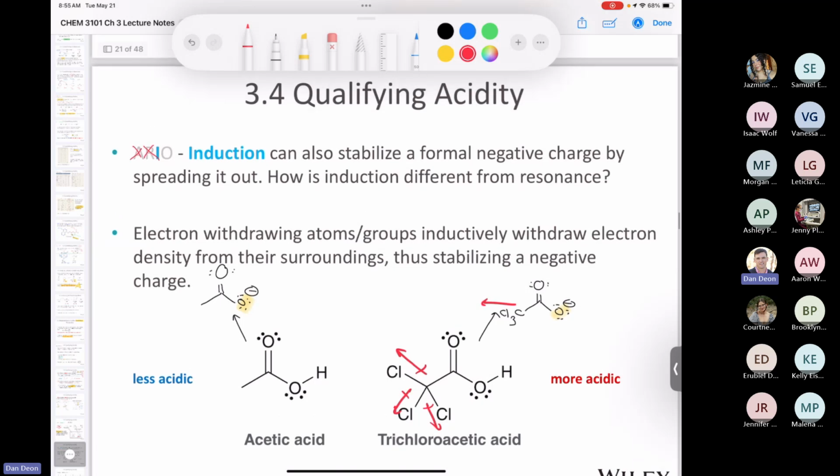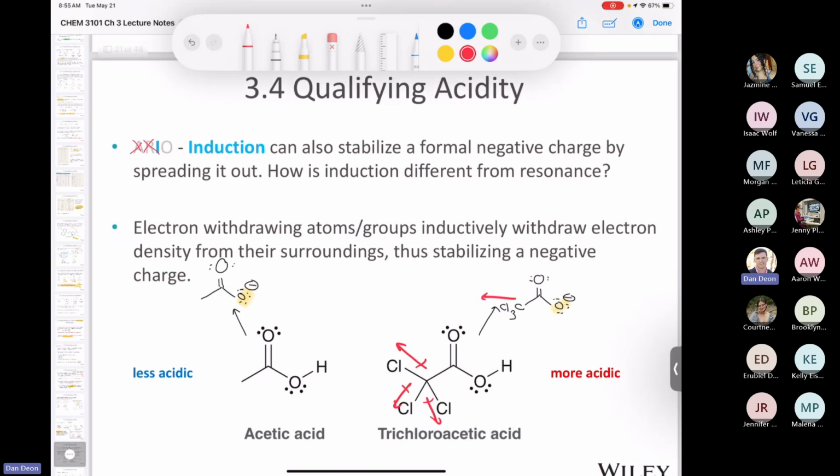It's not as pronounced an effect as the atom or the resonance, but it is important. And so, again, that's why we always go to atom first. If we can't use atom, we go to resonance. If we can't use resonance second, we go to induction third.